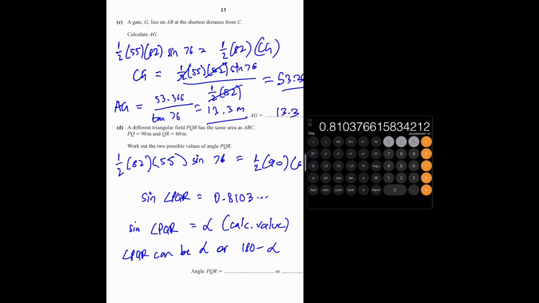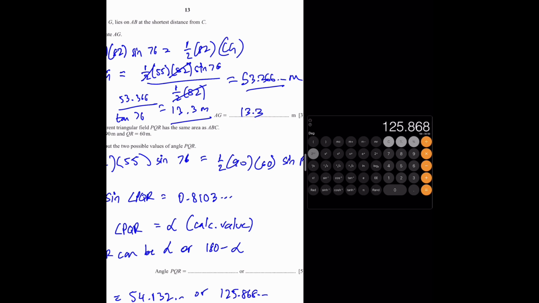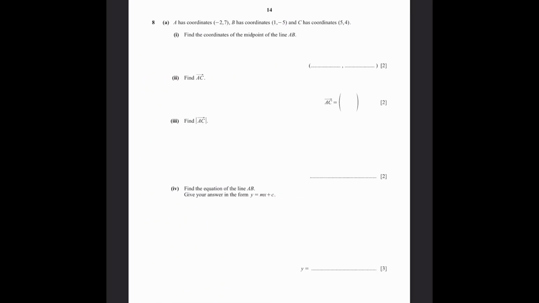So over here we can just do the sine inverse, which is 54.132, or we'll do 180 minus 54.132, which is 125.868. So to one decimal place, we'll get 54.1 or 125.9, and that'll be our answer. Now I can go to question 8.